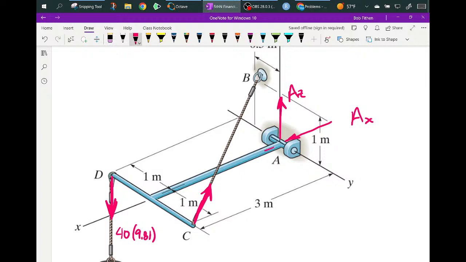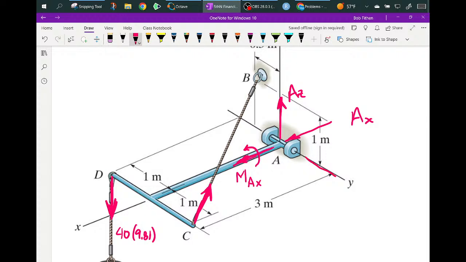Now, can it carry a moment about this? In other words, draw this vector in that direction, take your thumb and point it in that direction, rotate your fingers, and that's what you get. So you get the moment at A in the X direction. Yeah, I think we can do that.